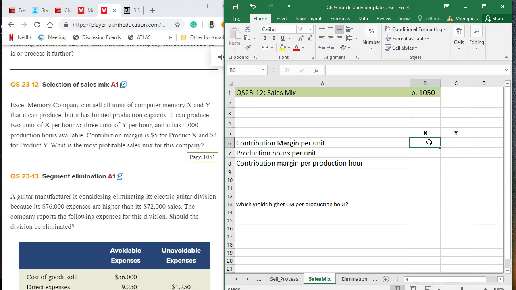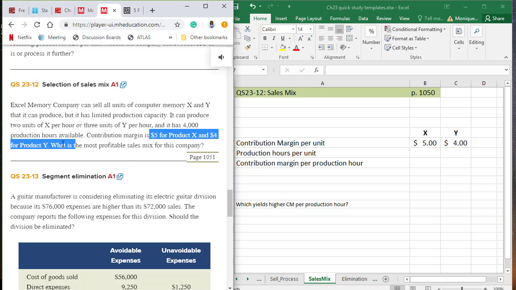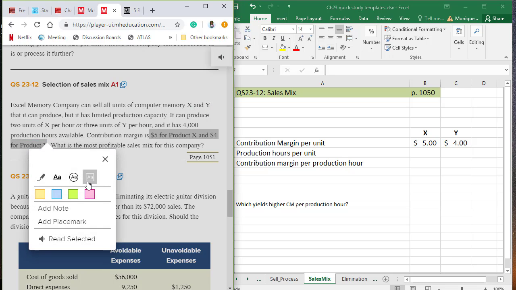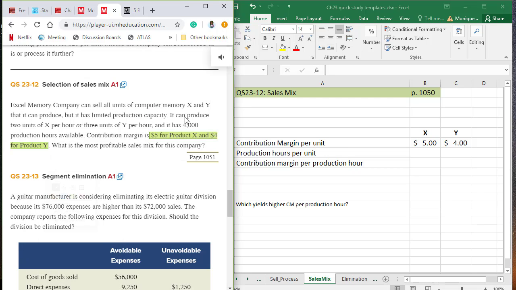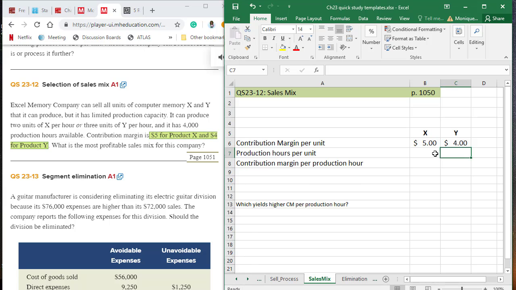So if we look at this, we're going to first get the contribution per unit. Contribution again is sales minus variable costs. So our contribution margin for X is $5, Y $4. These amounts are given down here. I'll highlight it so you guys can follow along. And then what you're going to do next is you're going to do your production hours per unit.